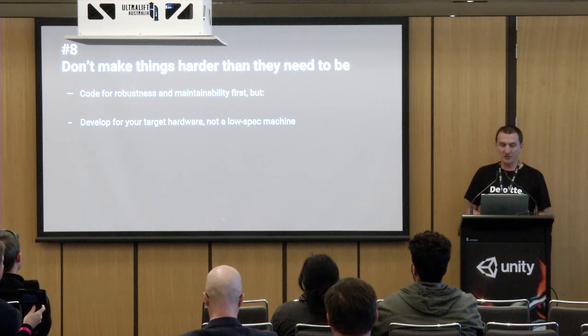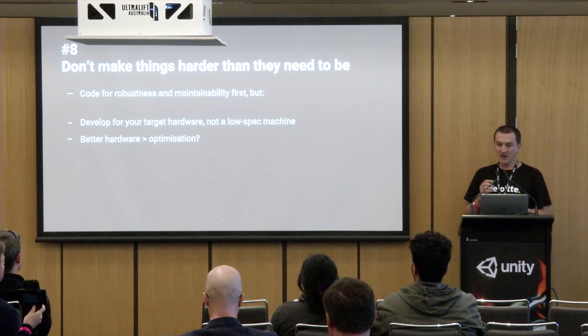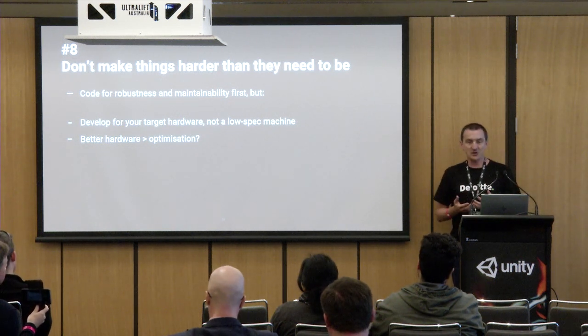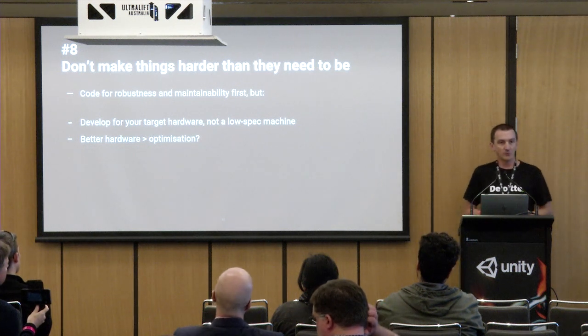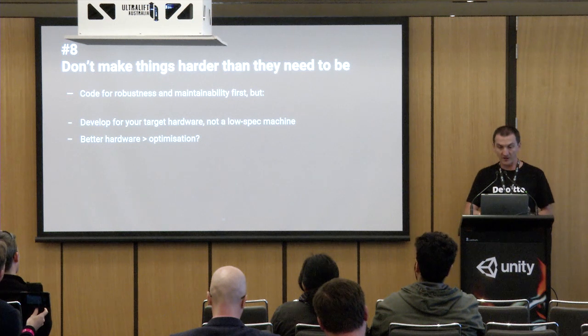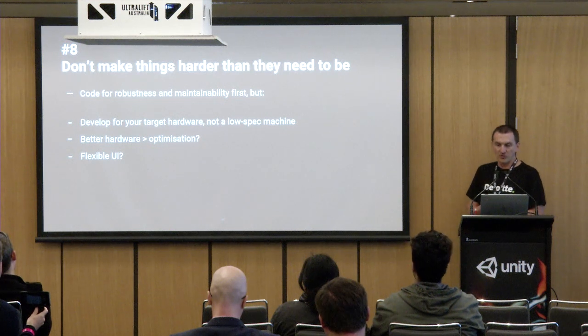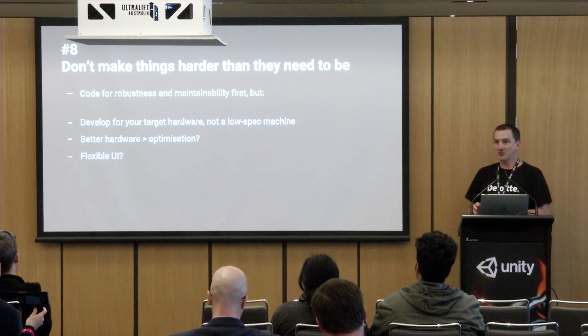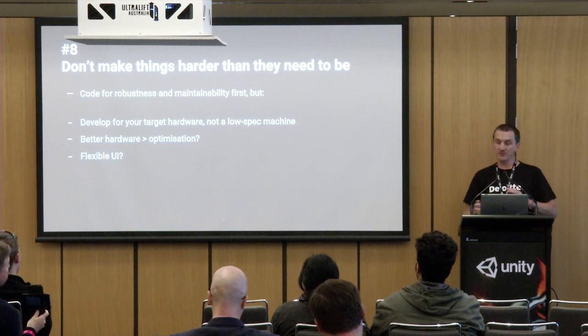If the code's still running slow, it can be more efficient to throw more hardware at it. The extra labor time in optimizing the code will damage the budget of your project, so it's actually quicker and easier to throw more hardware at it. Do you really need to build a flexible UI that adjusts to different screen sizes? For example, you know the target resolution of the screen that you're making it for. Do you need to build a flexible UI that will adjust to different screen sizes?